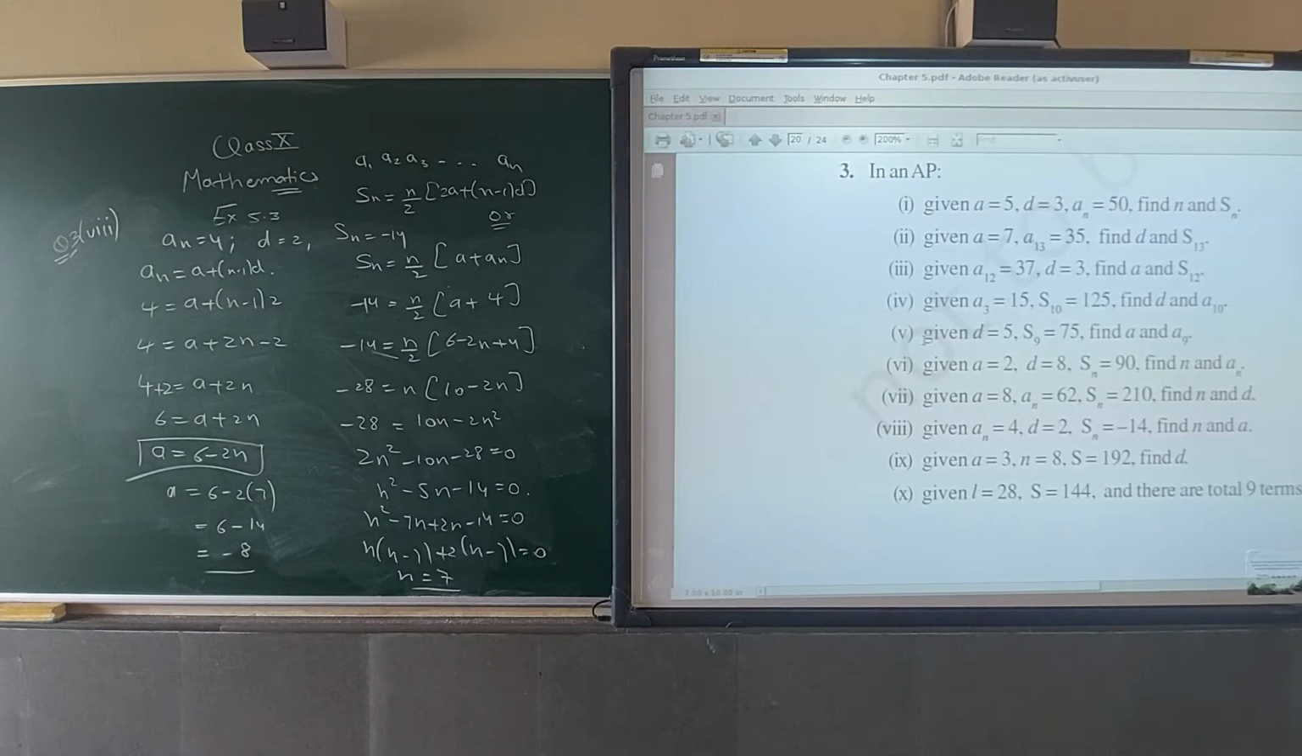And 10th part is L. L means an, only. S is the sum. There are total 9 terms. And what we have to find? Given that there are total 9 terms and l, I think a we have to find. In the question number 10th, a we have to find. Okay, 10th one I will give a little bit of hint to you all.